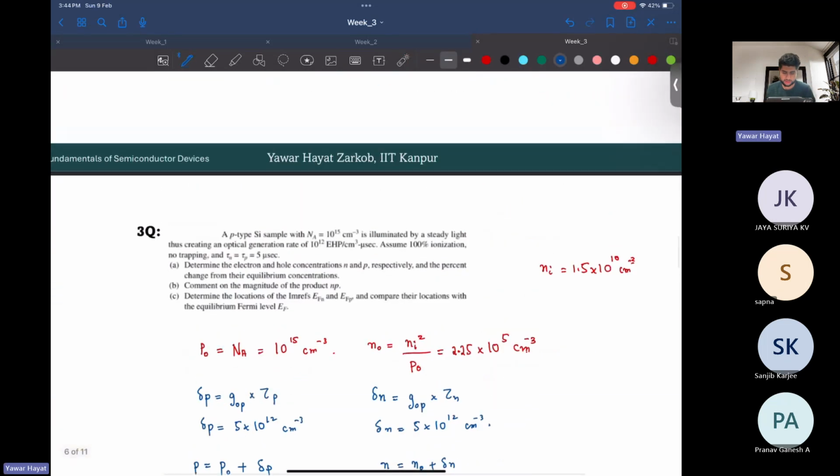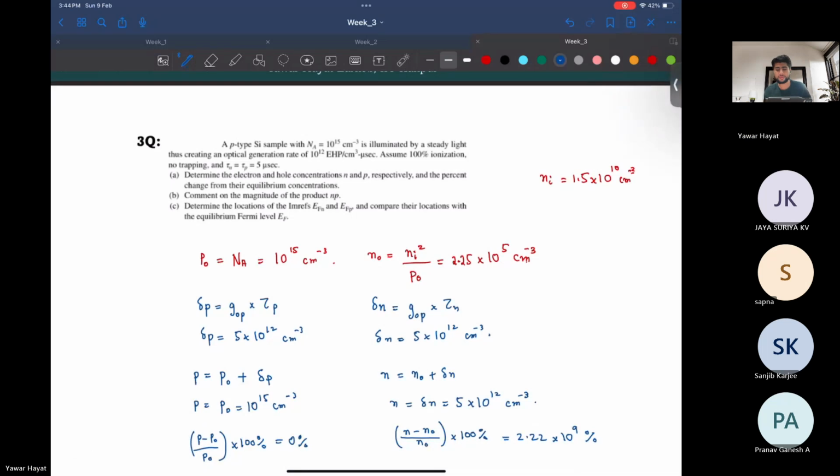Now let's move on to the third question. I need to determine the locations of EFN and EFP and compare their locations with the equilibrium Fermi level EF, right?